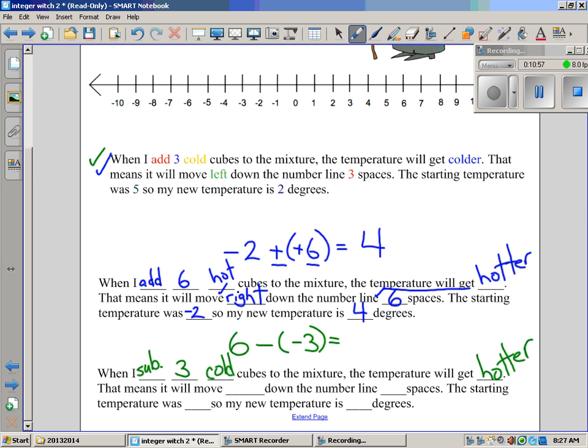Now that I know it's getting hotter, you have to know which way that is down the number line. Which way, left or right on the number line, shows an increase in value? And we know to move right down the number line shows an increase of value. And you're going to move down the number line 3 spaces. The starting temperature was 6. There's 6. You've already told me that I'm going to move to the right 3 spaces. So starting at 6, you will go 1, 2, 3. Your answer is going to be 9.